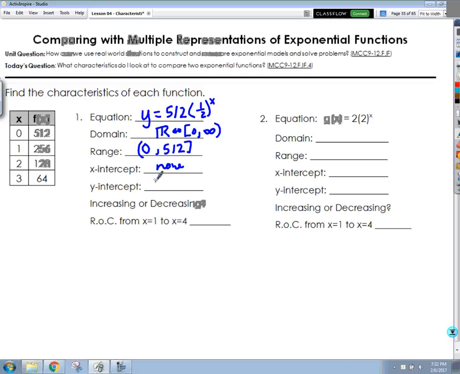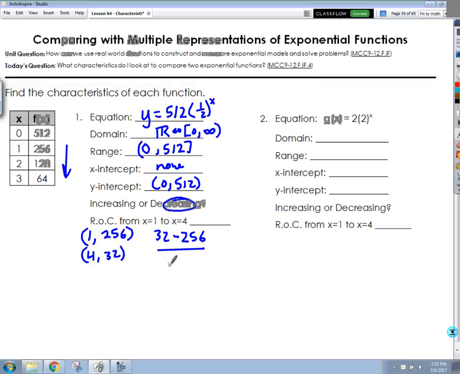Now, since the numbers are going down, it must be decreasing. Rate of change, we got to get our points. So 1 would be 256. 4, well, I'm going to plug that in and I get 32. And I can just look at it, it's half of 64. So stack it, 32 minus 256 all over 4 minus 1. And we get 224 over 3. Negative. And then if we were to hit the SD button, we would get negative 74.67-ish. Okay?